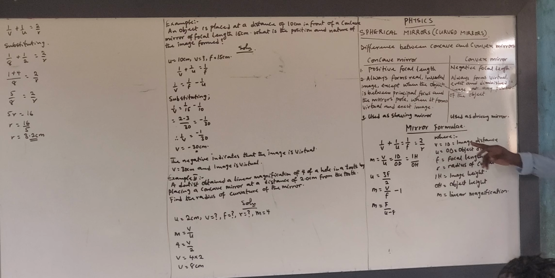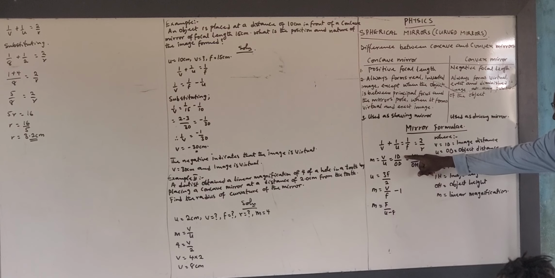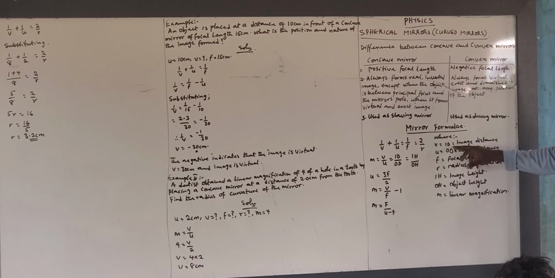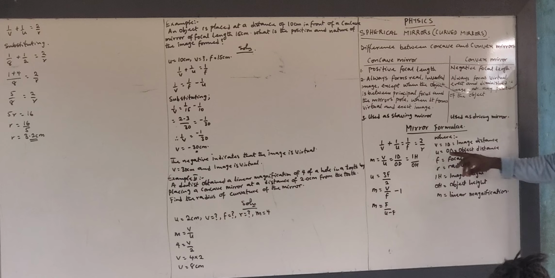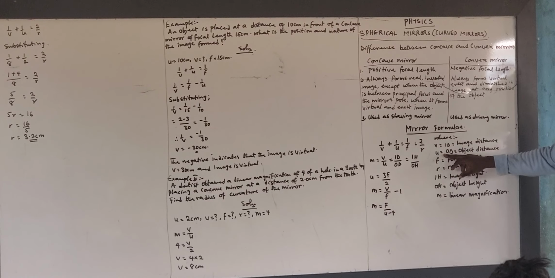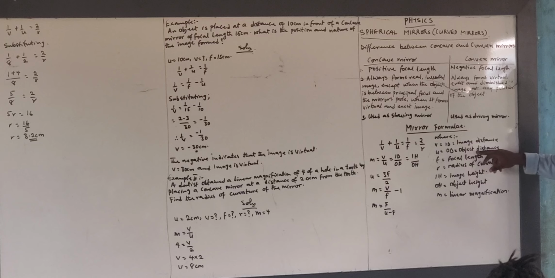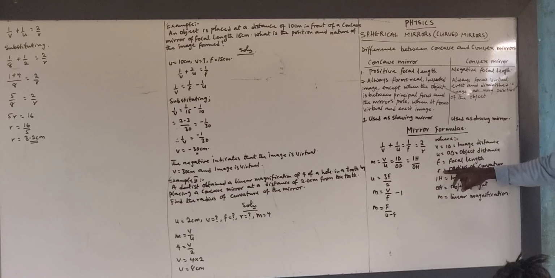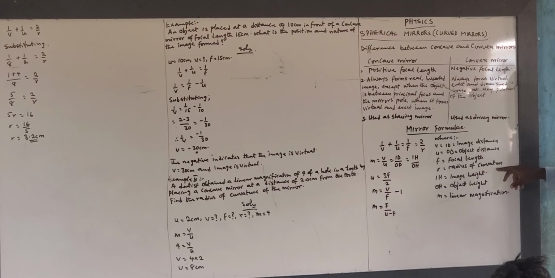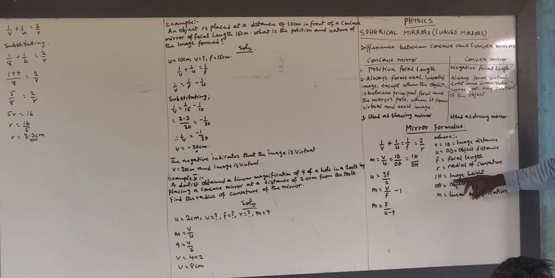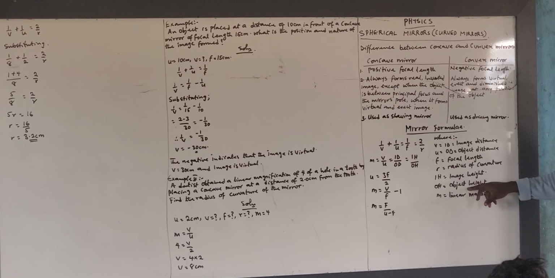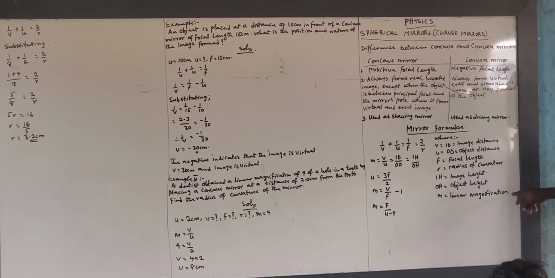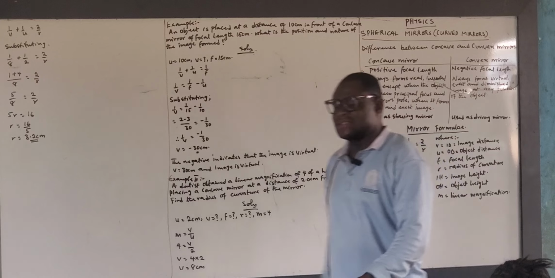Now, let us look at it. V is equal to ID, which is known as the virtual length, the image distance. U is equal to OD, which is the object distance. F is the focal length. R is the radius of curvature. IH is the image height. OH is the object height. M is the linear magnification.